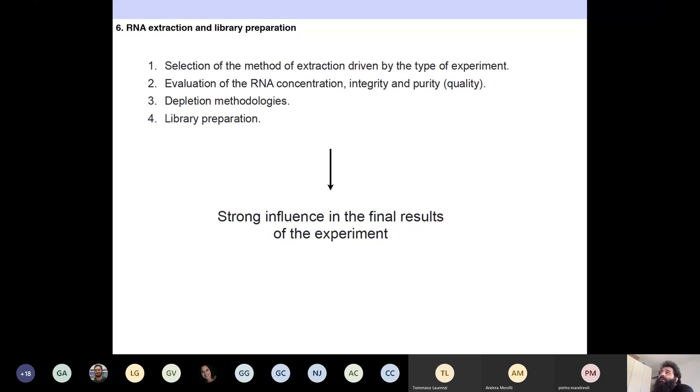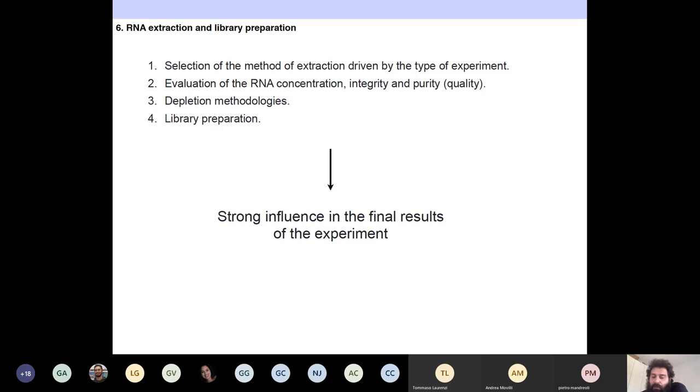This part is important: remember that the selection of the method of extraction will be driven by the type of the experiment. Sometimes, not all the RNA-seq methods work. You need to evaluate the RNA concentration, integrity, and purity. You need to have a depletion methodology, so think how you are going to do that, and how you are going to prepare the libraries.